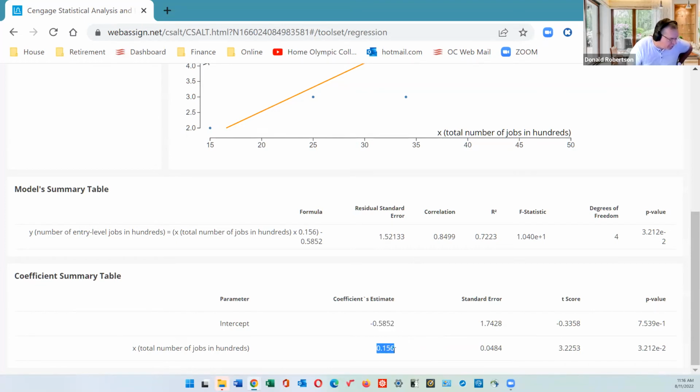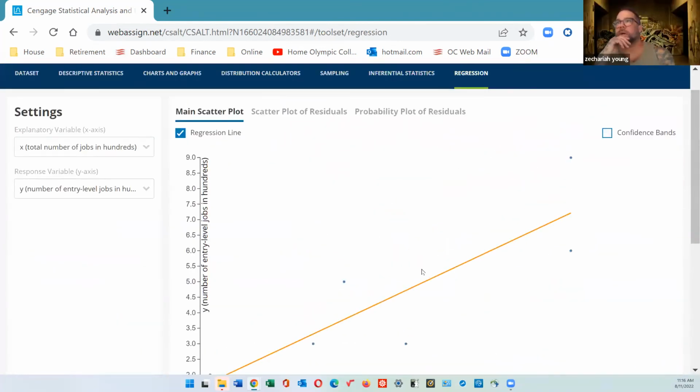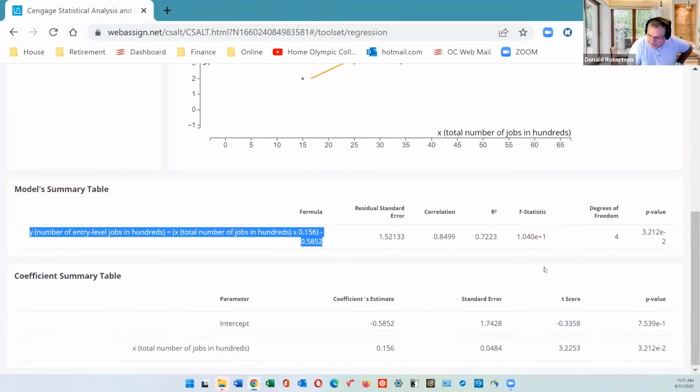So 0.156x minus that number. And if you look up here, it's not very clean, but isn't that basically the formula with a whole load of words kind of interspersed in it? So for this result, we use more of the regression than the charts and graphs and the scatter plot. Yeah, because this one tells you the equation of the line.